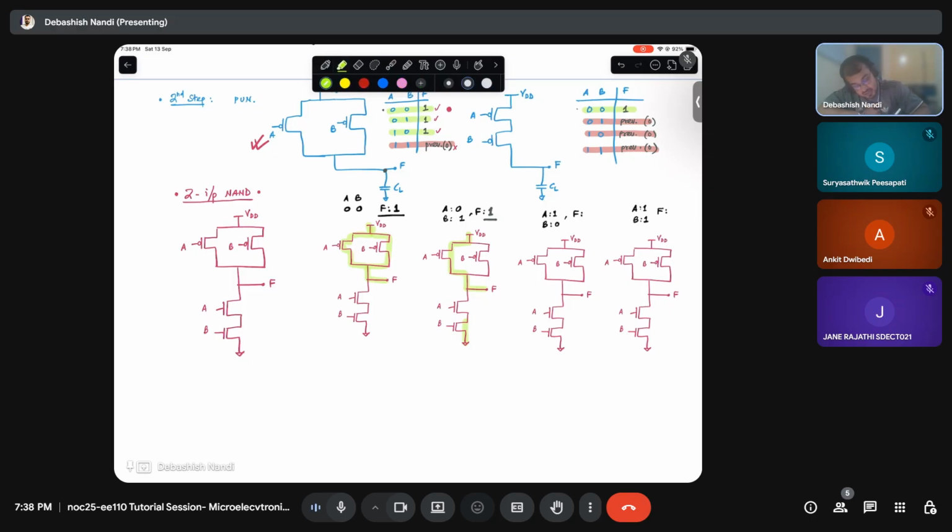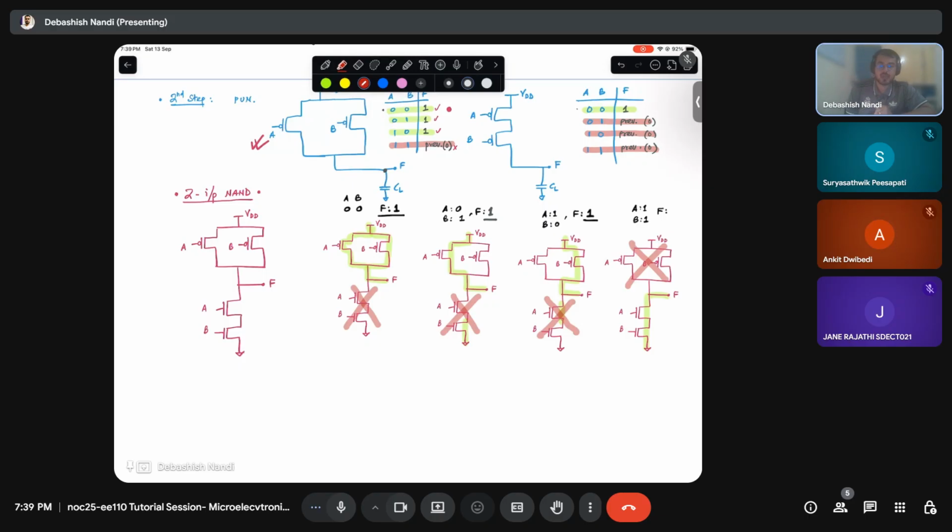Similarly, in the other case, I have this path activated and this one activated. But as that is in series, this will also give me 1. And in this case, I have both 1. That means this will be deactivated, and I have the entire path from F to ground. So if this is deactivated, in this case also this is deactivated, in this case also this is deactivated, and in this case this is deactivated. Do you see how the NAND operation is happening?